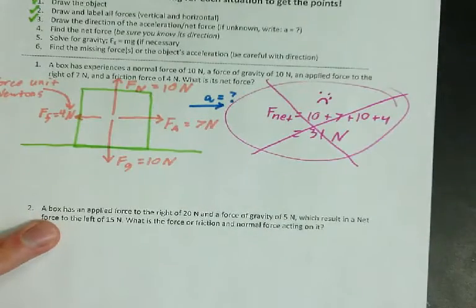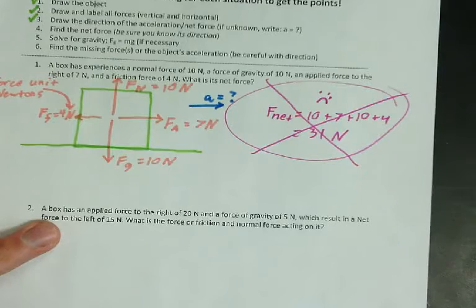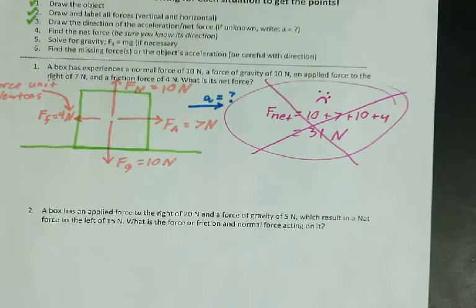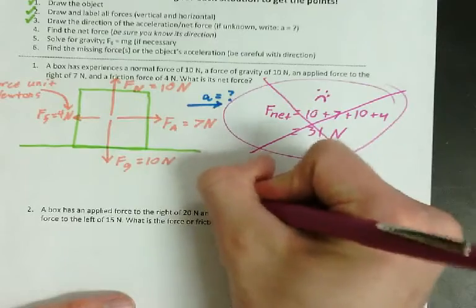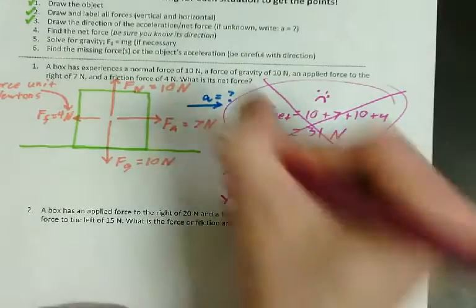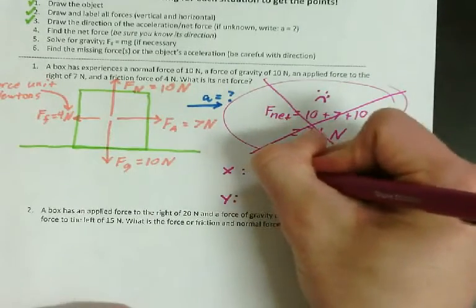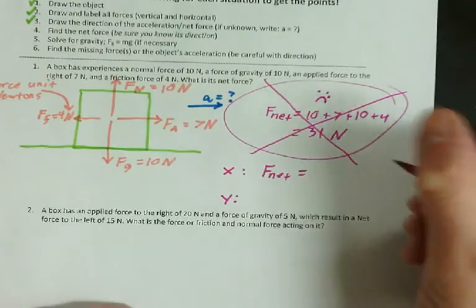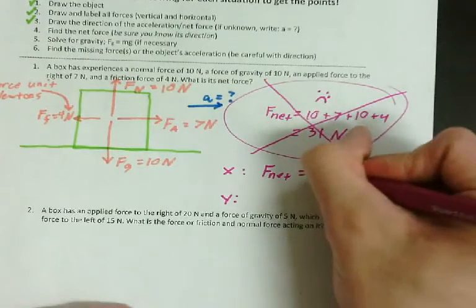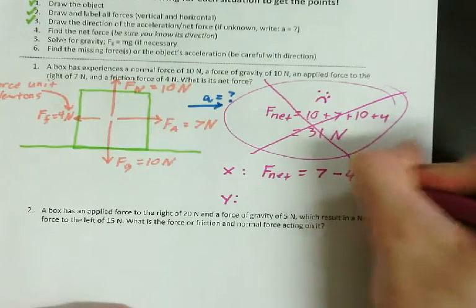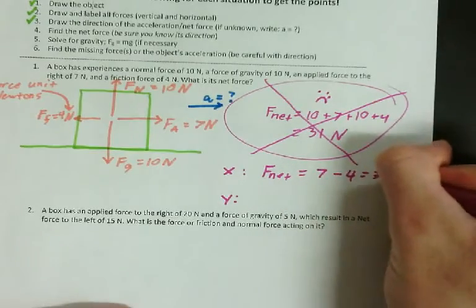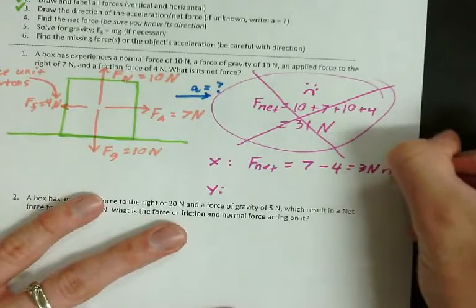What did I do wrong? Yeah, I can't add everything together. I can only do x's together and y's together. So let's do the x's together. F net equals forwards added together minus the backwards. So forward is 7 minus the backward, which is 4, gives me 3 newtons to the right.